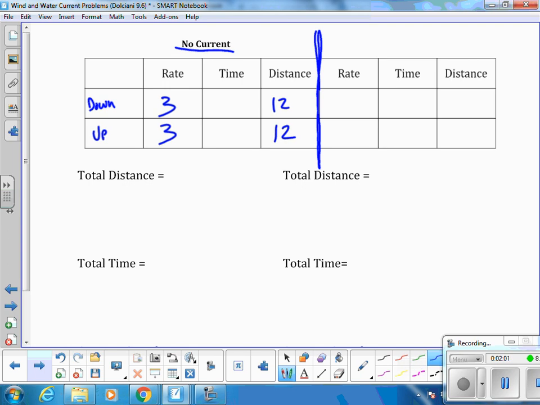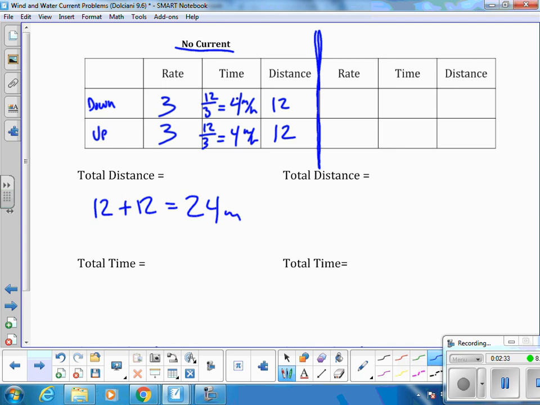And the time for this one, according to our formula, is our distance divided by our rate. And we should be traveling at about 4 miles per hour. And going upstream, again, is our distance of 12 divided by our rate, and again, it's 4 miles per hour. So we can fill the bottom part in here. Our total distance is the 12 going and our 12 returning, so that is 24 miles.